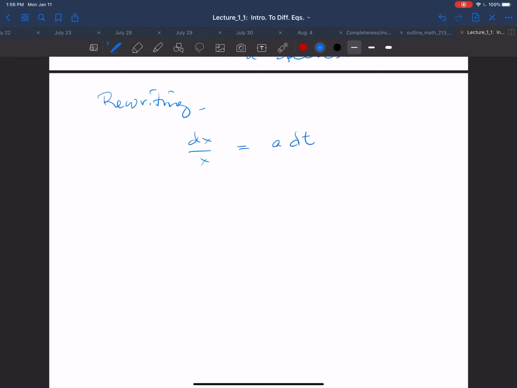Now we've got all the x's on the left-hand side and the t on the right-hand side, so we can just integrate both sides of the equation. And that makes this equation a particularly easy one to solve. We can't always do this, but in the case of this particular equation, we can. So if that's the case, then the integral of dx over x must be the integral of a dt.